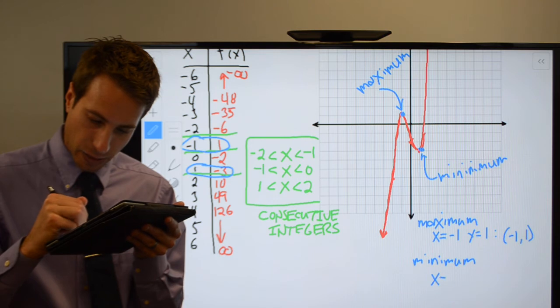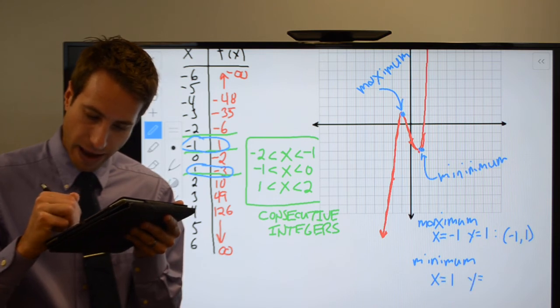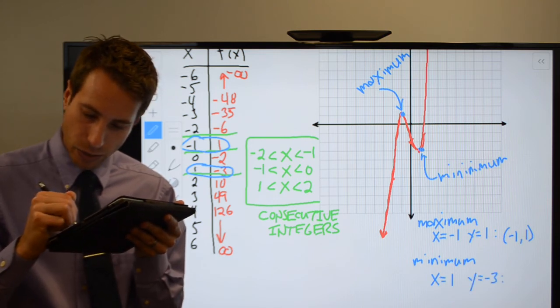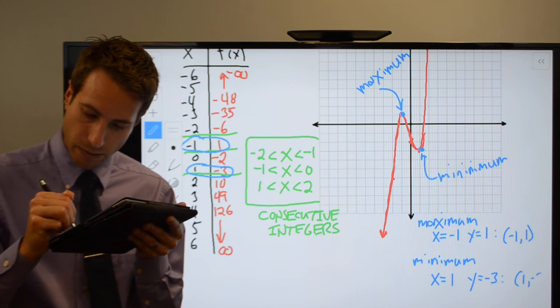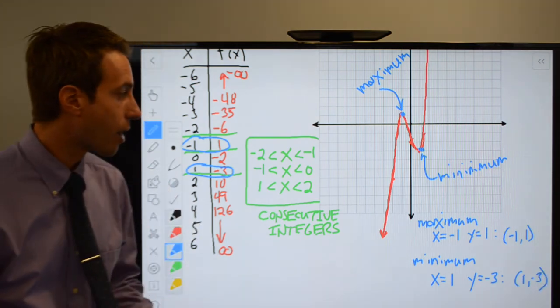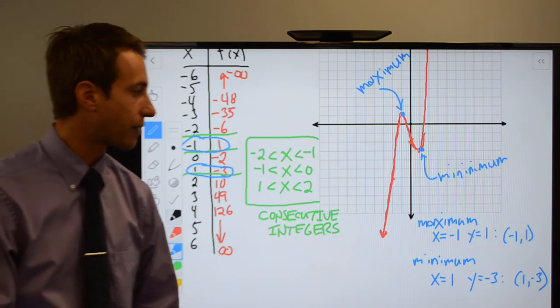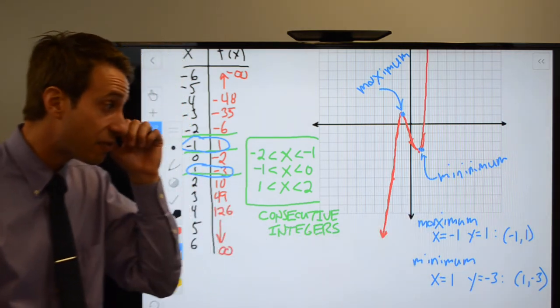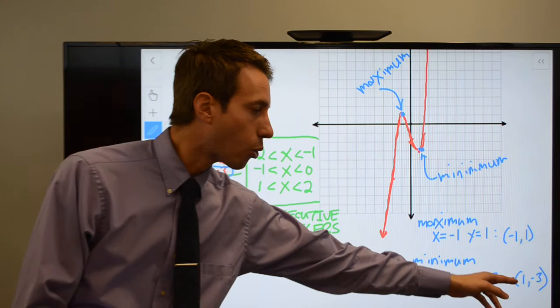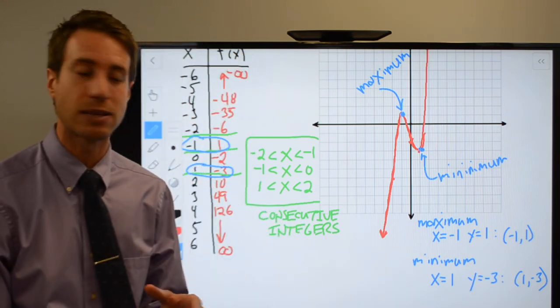When the x value is a positive 1, the y value is a minus 3, which as an ordered pair would be 1, minus 3. So there we go. I've got my consecutive integers. I've got my relative maximum, my relative minimum. I've given you both the ordered pair for that relative max and relative min.